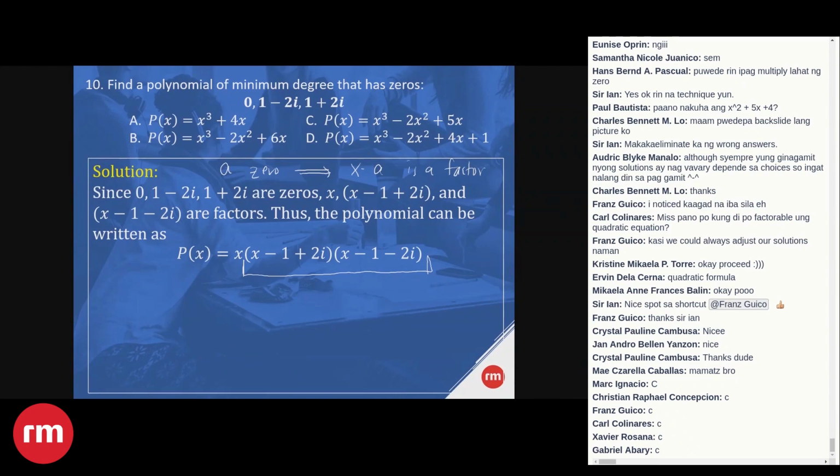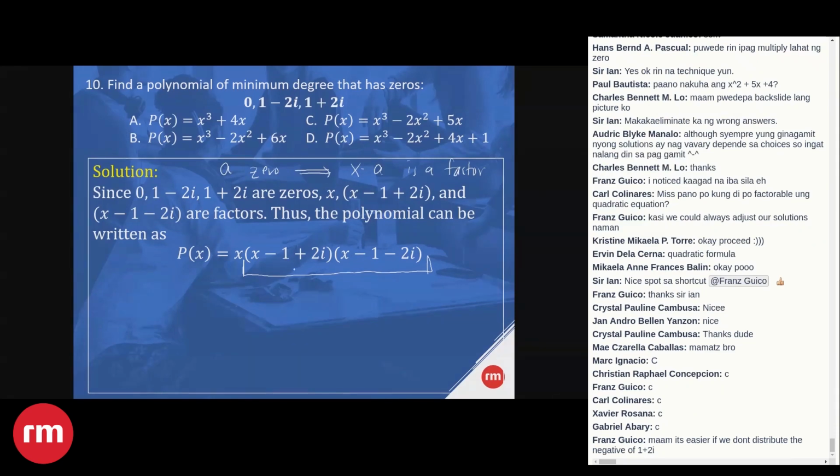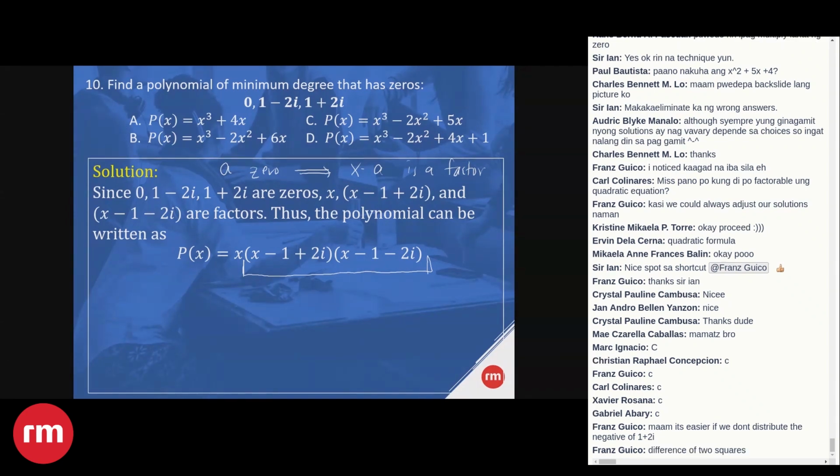So, ano special product ito? Pag multiply natin ng dalawang trinomials, anong pwede natin gamitin? Okay, so this will give you difference of 2 squares. So, very good. So, this will give us difference of 2 squares.